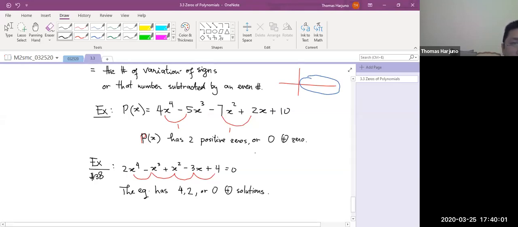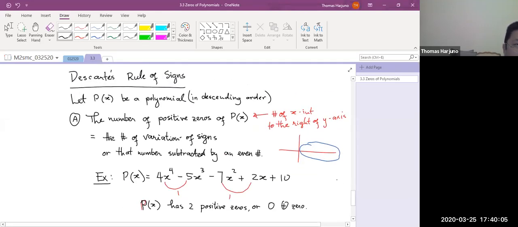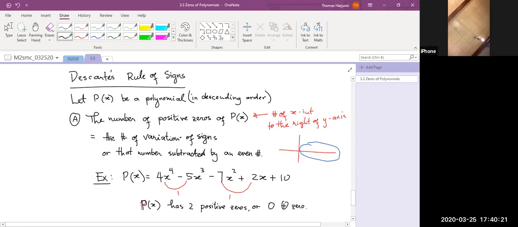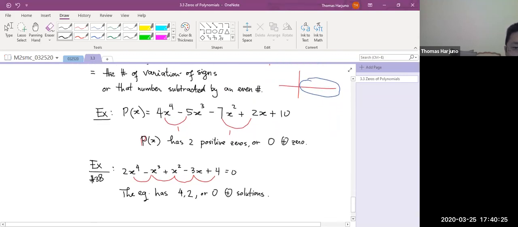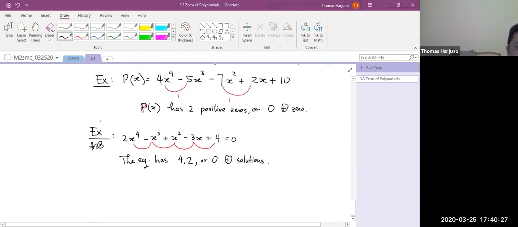Okay, now that's for the first part of Descartes' rule of signs. The number of positive zeros of P(x) is equal to the number of variations of signs, or that number subtracted by an even number. Now, how about the second part? The second part of Descartes' rule of signs wonders about how many negative zeros we have.